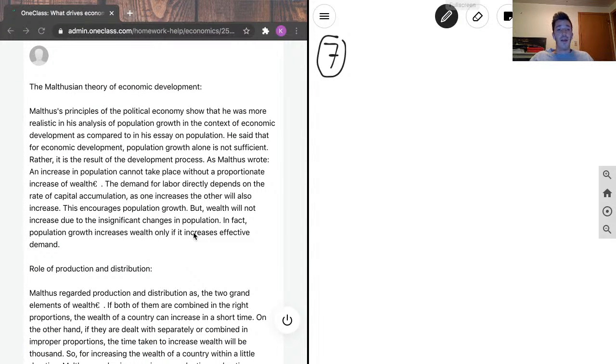Our junior tutor said that the Malthusian theory of economic development, Malthus's Principles of Political Economy, shows that he was more realistic in his analysis of population growth in the context of economic development as compared to his essay on population. He said that for economic development, population growth alone is not sufficient. Rather, it is a result of the development process. As Malthus wrote, an increase in population cannot take place without a proportionate increase in wealth.